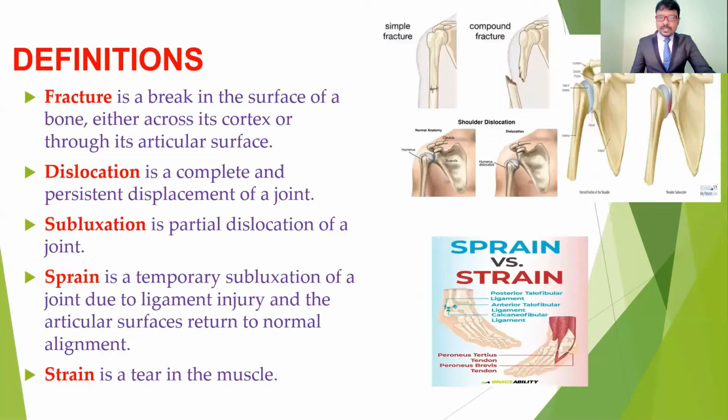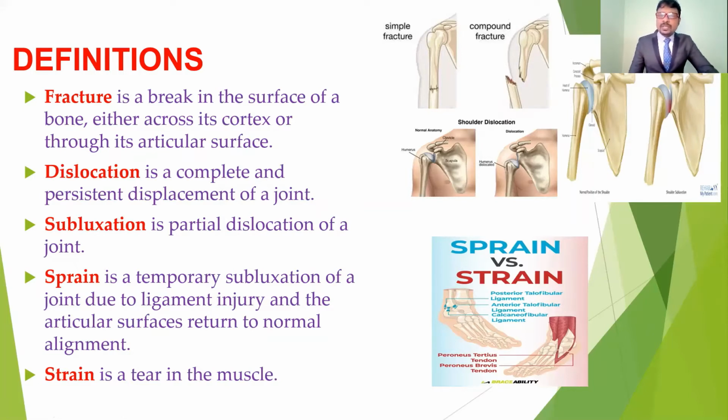The first topic is going to be the definition of fracture and also dislocations. According to the definition, a fracture is a break in the surface of the bone, either across its cortex or to the articular surface. So if there is any damage or breakdown in the surface of the bone, it is called a fracture.